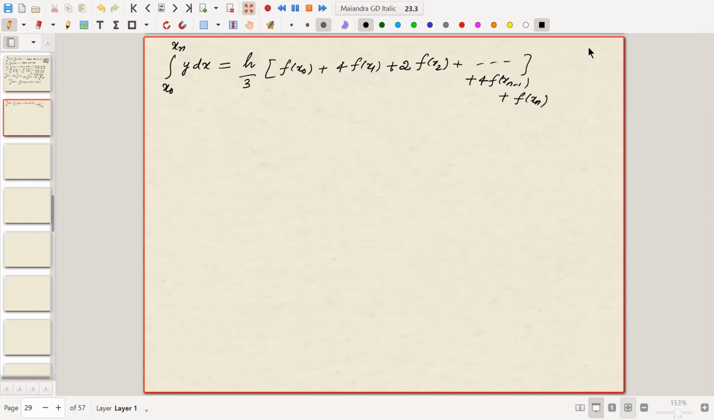So before we go to the 3/8 rule, I want to show an example in Python where we compare these things. But before that, what is the problem we are considering? We will consider a problem where you already know the answer, then we can compute whether we are right or wrong.